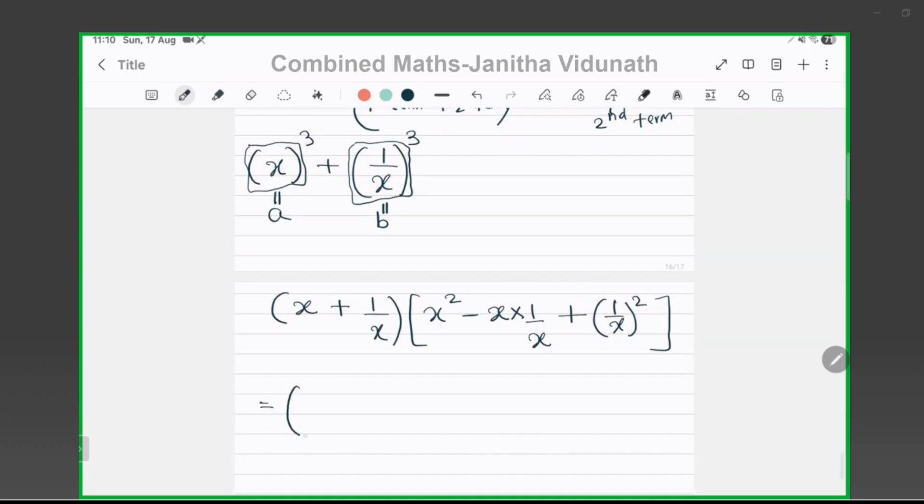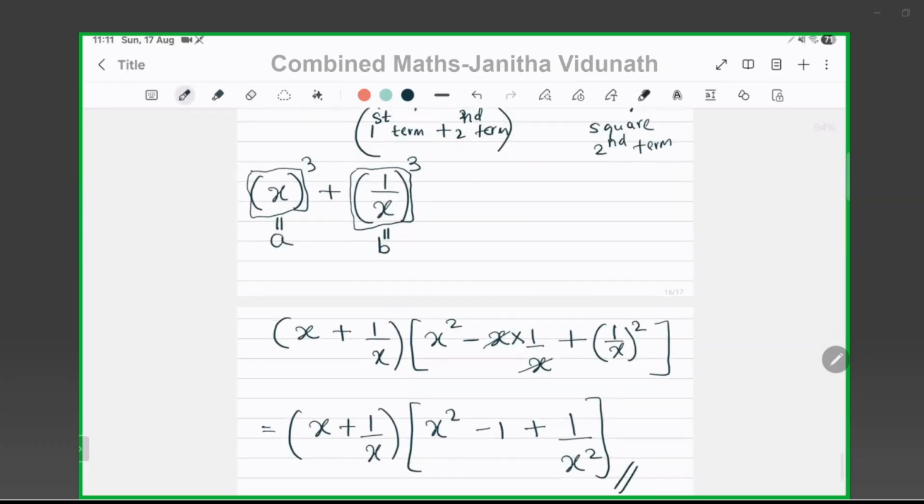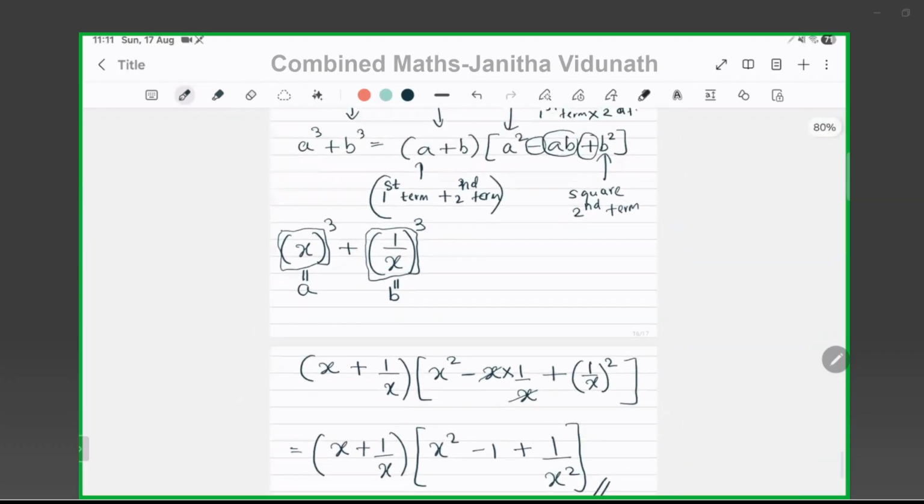Then we get x plus 1 over x times x square. Here x is cancelled out with this x, and we remain with minus 1 plus 1 over x square. This is the answer for the first question. Okay, I will give 1 minute to write down this.